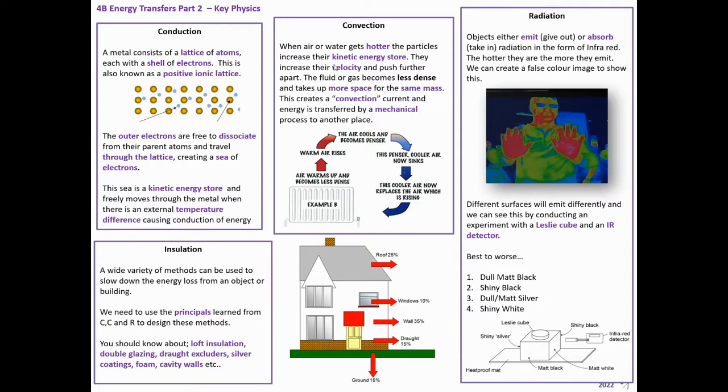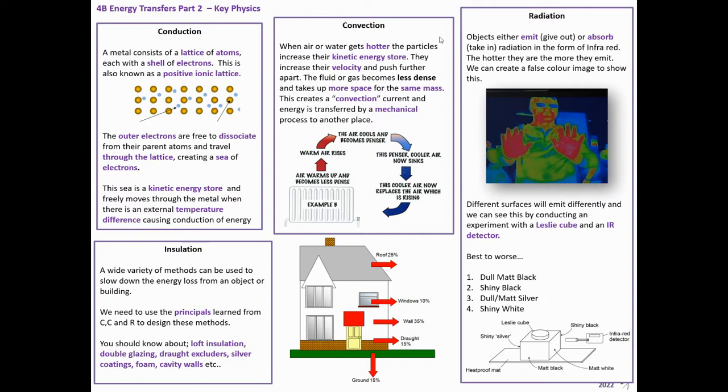We've also got convection. So when air or water gets hotter, the particles increase their kinetic energy store, they increase their velocity, they push further apart, the fluid or gas becomes less dense and takes up more space for the same mass. That creates a convection current, and energy is transferred by a mechanical process to another place. So this could be a radiator. Bizarrely called a radiator, should be called a convector because it makes the convection current happen as hot air rises, cool air falls, creates this circular current of air in the room.